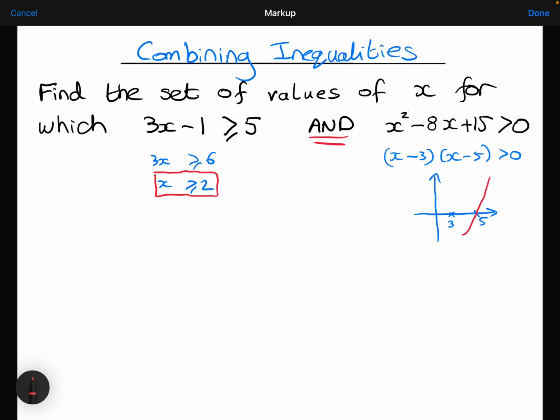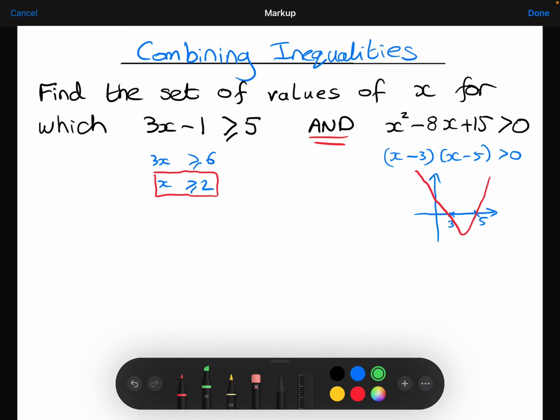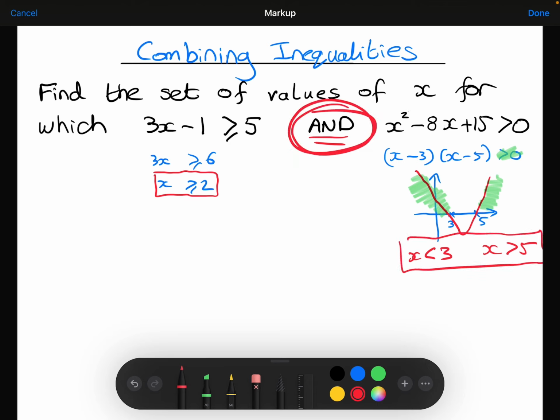So I can draw my quadratic sketch in now. And we're looking for the values where it is greater than 0, which is the values down here where x is less than 3 or greater than 5. Now, both of these things need to be true. We know from here that x has to be greater than or equal to 2, and we know from here that x is less than 3 or greater than 5.